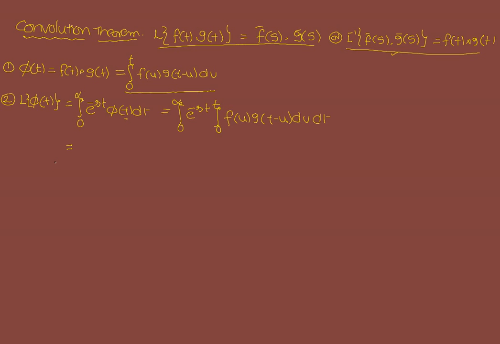So both integrals together are: integral from 0 to infinity, integral from 0 to t, of e power minus st into f of u into g of t minus u du dt. These are the t limits, t is equal to 0 to infinity. These are the u limits, u is equal to 0 to t.